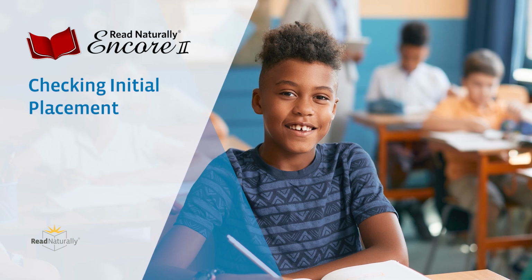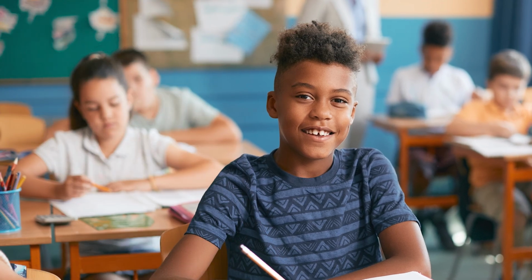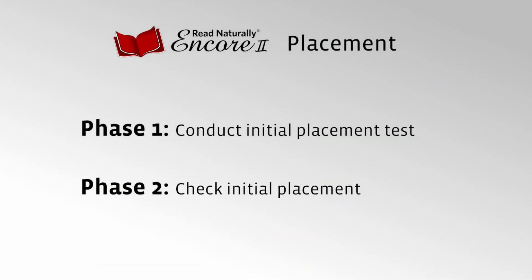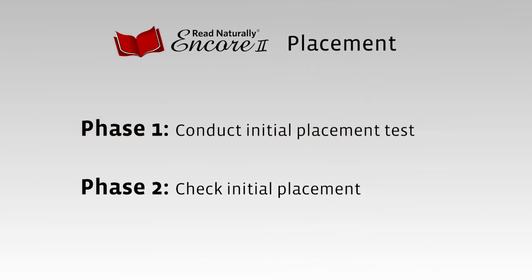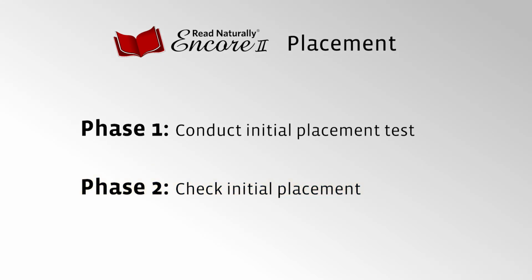Placement is the process of choosing an appropriate series, level, and goal for a student new to Read Naturally Encore. Placement has two phases. In Phase 1, you test a student to identify an appropriate starting series, level, and goal. In Phase 2, you check data for the student's first 3 stories to make sure the initial level and goal challenge but don't frustrate the student.